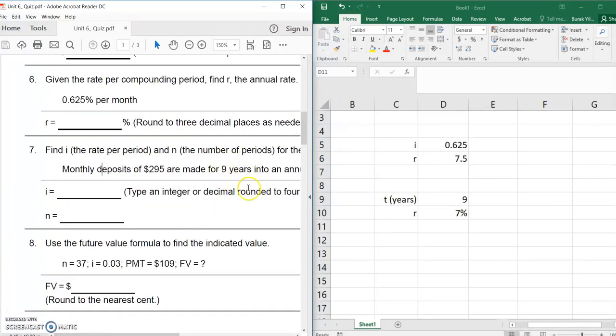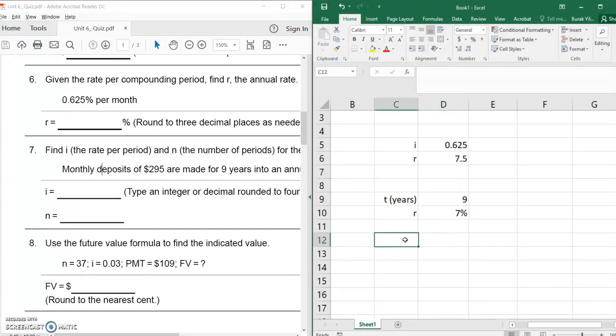And then this goes on for 9 years. So T is 9 in years. And we don't need to know the amount that is deposited into this account. So this is just extra information, just redundant. So all we need to know is R, 7%, and T, 9 years.